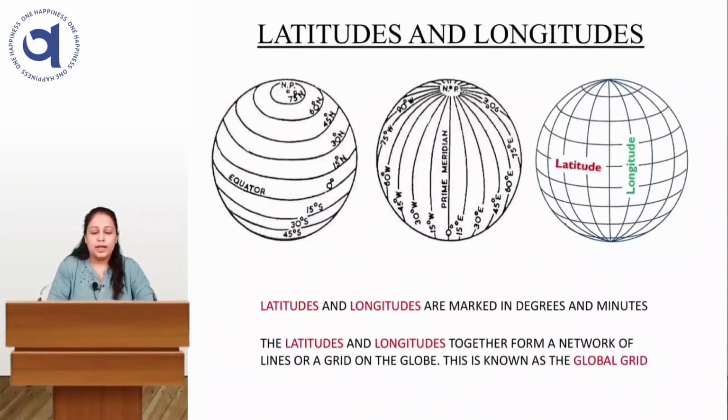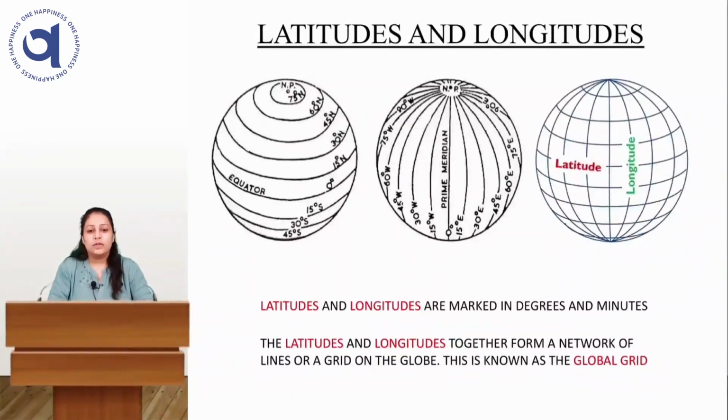First of all, latitudes, as I told you, are imaginary lines running from east to west, circling the whole earth, and in that one more important thing is the equator. The equator is 0 degree, and above that 90 degrees to the North Pole and 90 degrees to the South Pole. Longitudes are the lines running between those 2 poles, North Pole and South Pole.